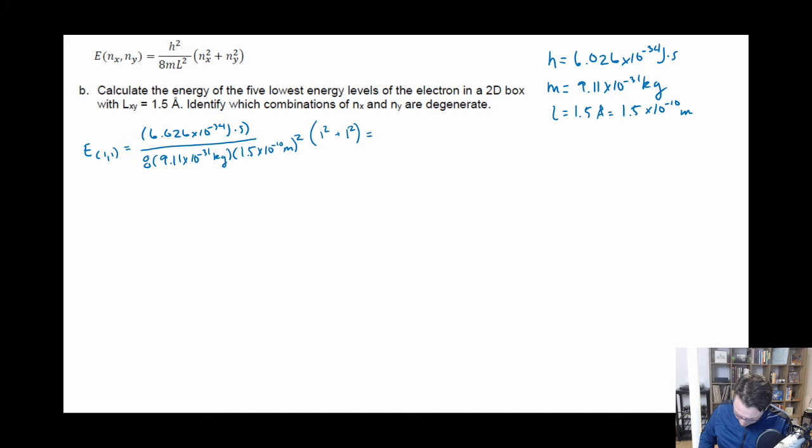Let me just double check. 6.026, which is about 6 times 10 to the negative 34, divided by 8 times 9.11 times 10 to the negative 31 times 1.5 times 10 to the negative 10 squared. Oh, I forgot to square the h. That's right. The reason that I'm doing this is because as I'm looking at it, the scale seems kind of off. At first, what I had gotten before I squared the L was 551,000, and I was like, that doesn't seem right considering everything that's involved.